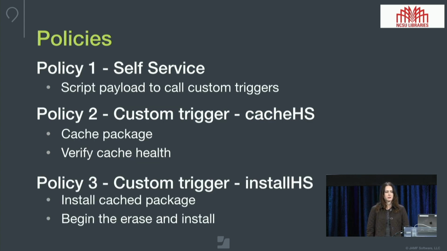Our first policy payload has a script. That script runs the logic, calls our custom triggers. Our second policy, it's going to install the cache. So we're going to use the custom trigger of cache HS. It's got 2 pieces in its payload. First step, cache the package. Second step, verify the health of that cache. If we make it past there, the first policy with that script is going to call our final policy, which is going to have the custom trigger of install HS and do the actual work of the erase install.